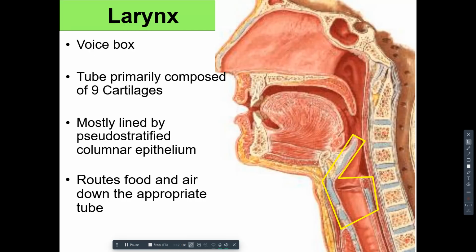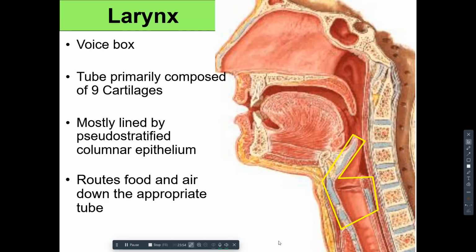Let's move on to the larynx, or the voice box. It is a tube with a lid. There are 9 cartilages in it. It is primarily lined by a pseudostratified columnar epithelium, except portions of the top.